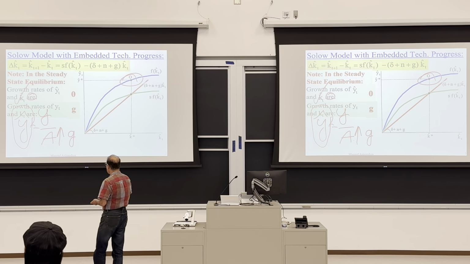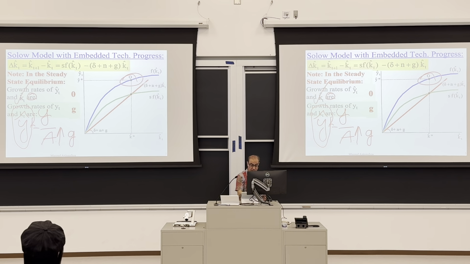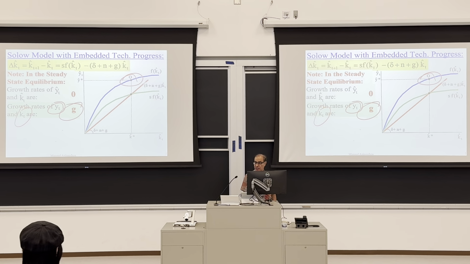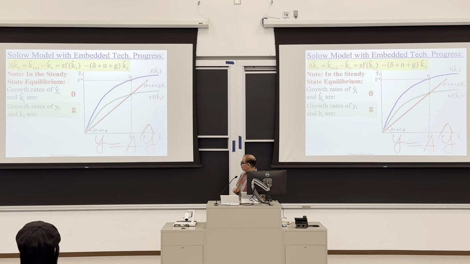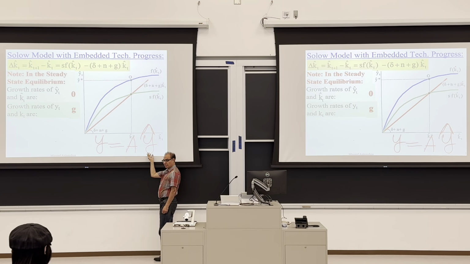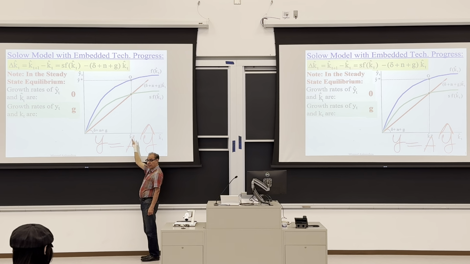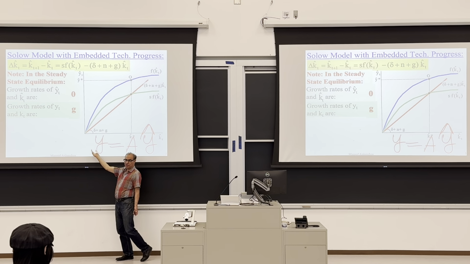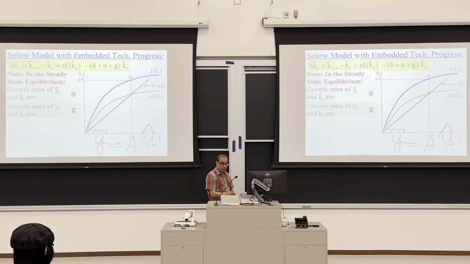So per worker output and per worker capital are growing at rate G. Actually you can think about it this way. Remember, per worker output is equal to A times per effective worker output. If you cross multiply that ratio, this is fixed, steady state equilibrium. So A is growing at rate G, so y has to grow at rate G.